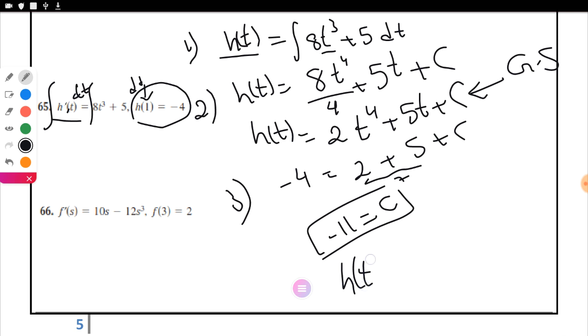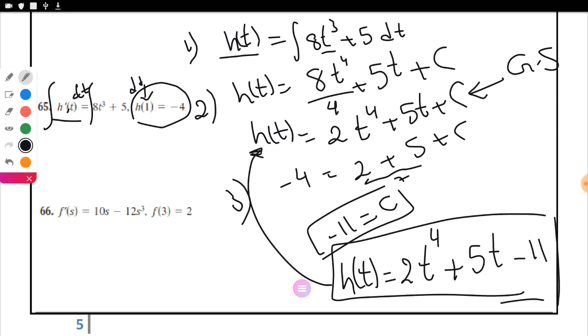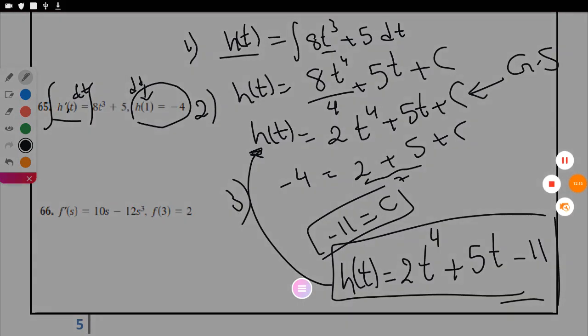h(t), that is the function we talk about. 2t to power 4, replace here by the value of c, plus 5t minus 11. That is my particular solution. This is the function which I'm talking about. I hope you understand it. So easy. Solve the rest of the questions as homework.